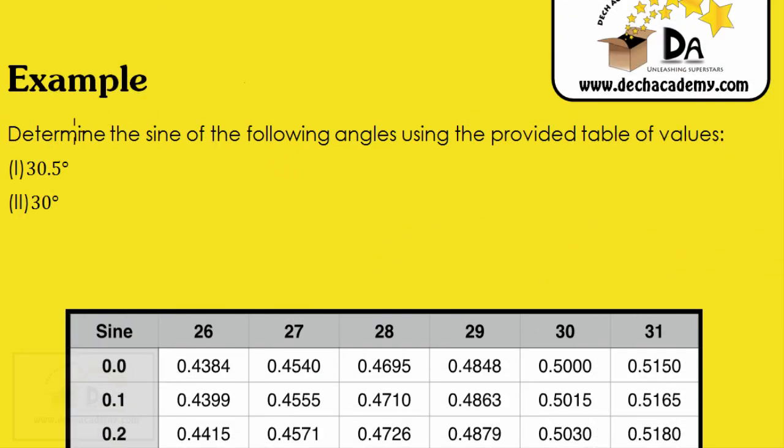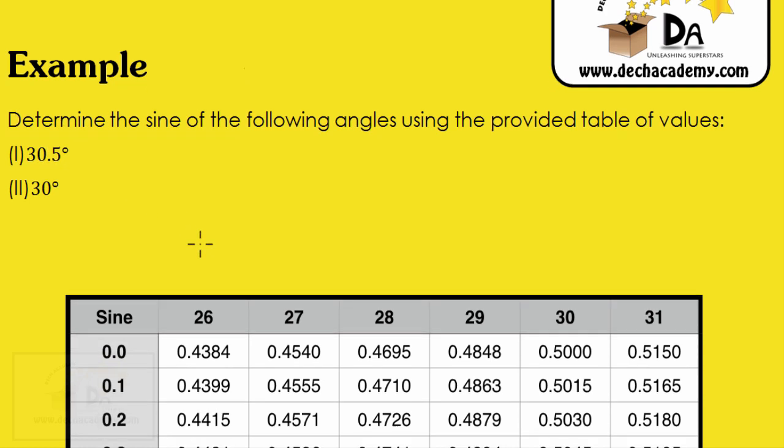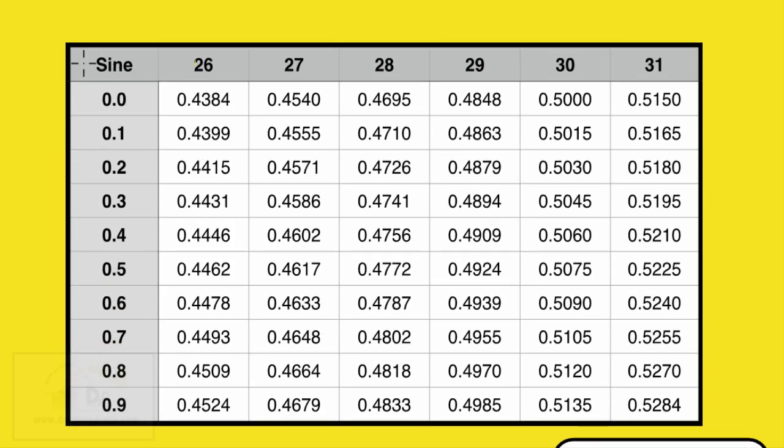So the first example question says, determine the sine of the following angles using the provided table of values. The first angle is 30.5, so we're required to determine the sine of 30.5. I've been given this table. As you can see, it's a table of sines of certain angles. In the first row, you can see numbers like 26, 27, 28, up to 31. And in the first column, below the sine, you can see 0.0, 0.1, 0.2, 0.3. So here's how it works.